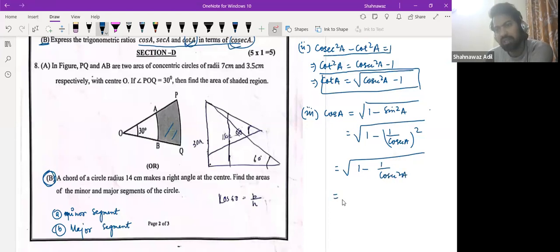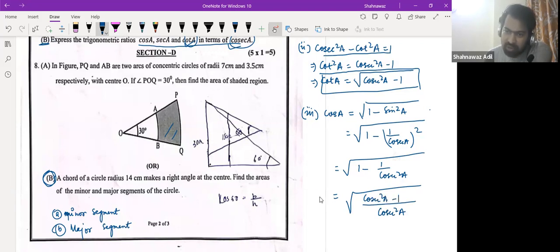What is the next step? Cosec square A minus 1. We have to take the LCM. So this is root of cosec square A minus 1, divided by cosec A. So this is your cos A, right? Now you have found out cos A.